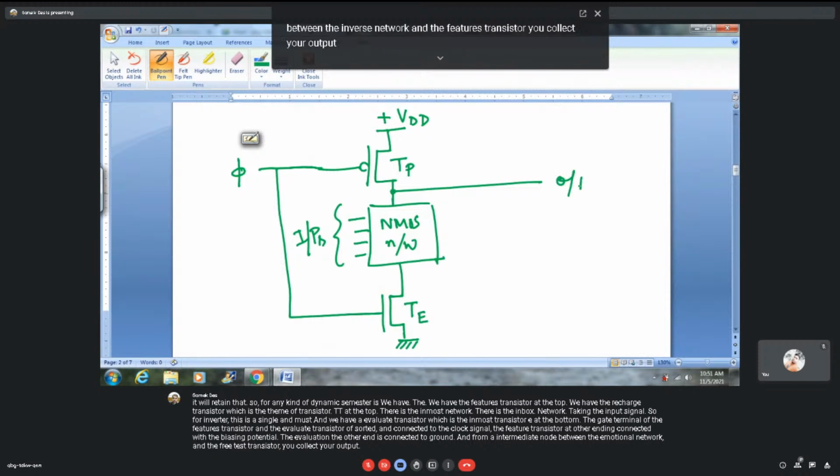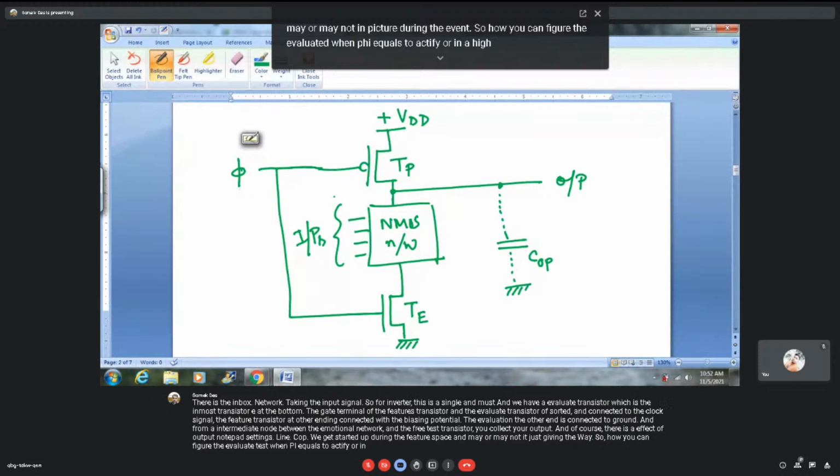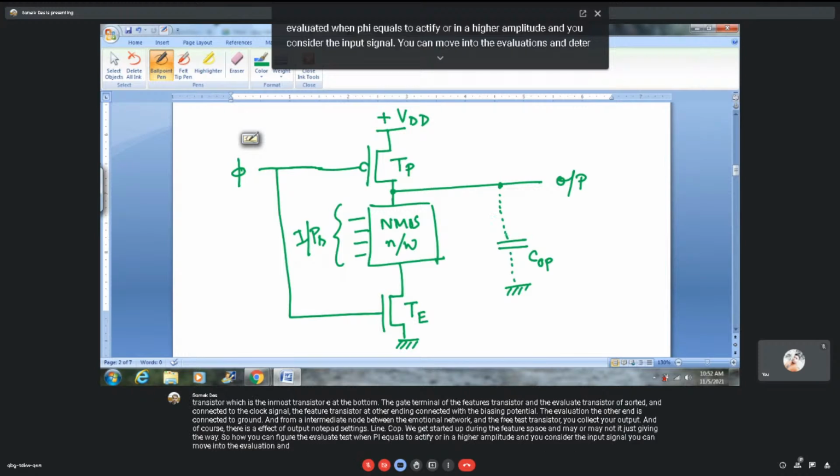And of course, there is an effect of the output node parasitic capacitor denoted by this dotted line, COP, which gets charged up during the pre-charge phase and may or may not get discharged during the evaluate phase. So how can you trigger the evaluate phase? When phi equals active high, and you consider the input signal, you can move into the evaluate phase and determine whether COP discharges or COP retains the charge. And thereby, it will dictate the potential value of the logic state of the output.